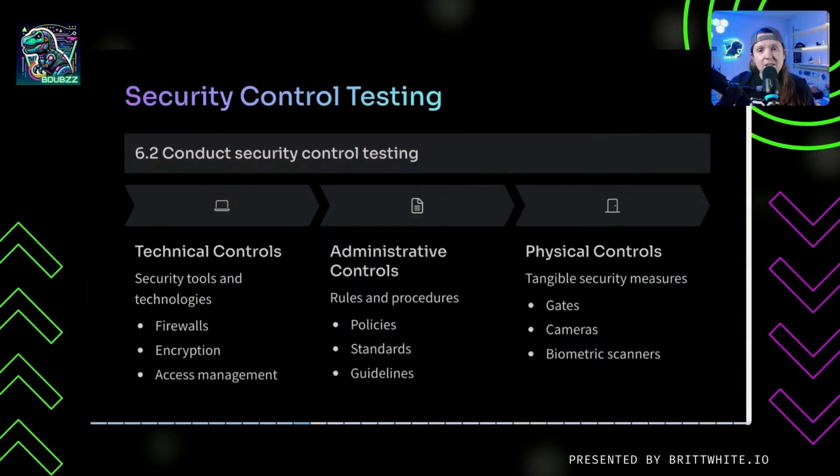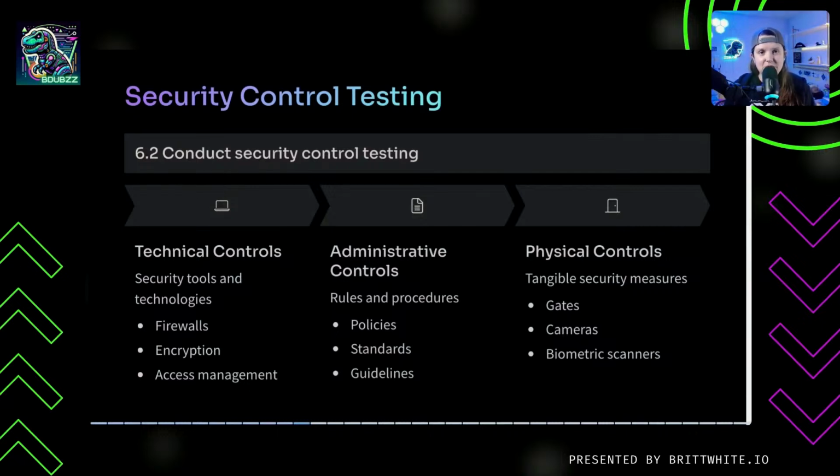Next are the administrative controls, the rules of the road. These aren't physical barriers or technical solutions, but rather documented policies, procedures, and guidelines that tell everyone what they can and can't do. For example, a policy might require password changes every 90 days.